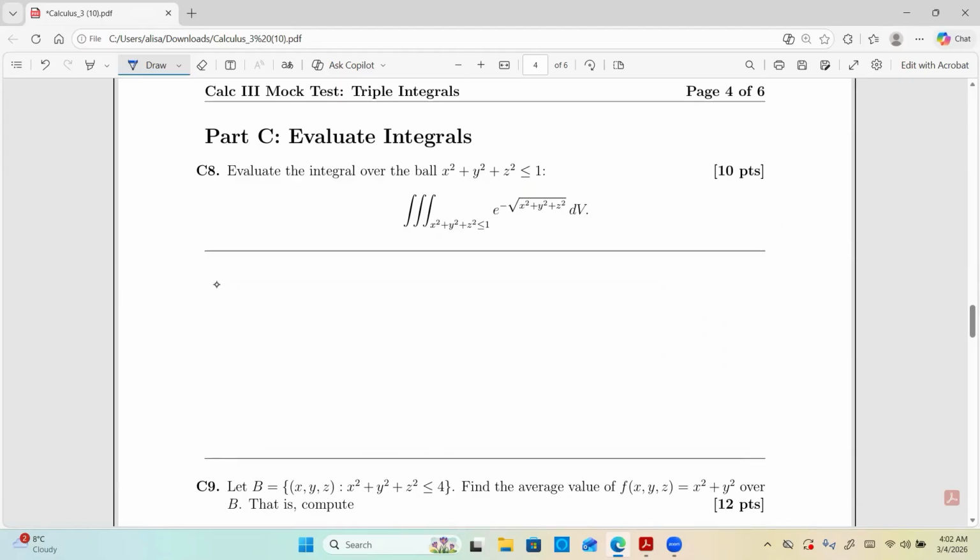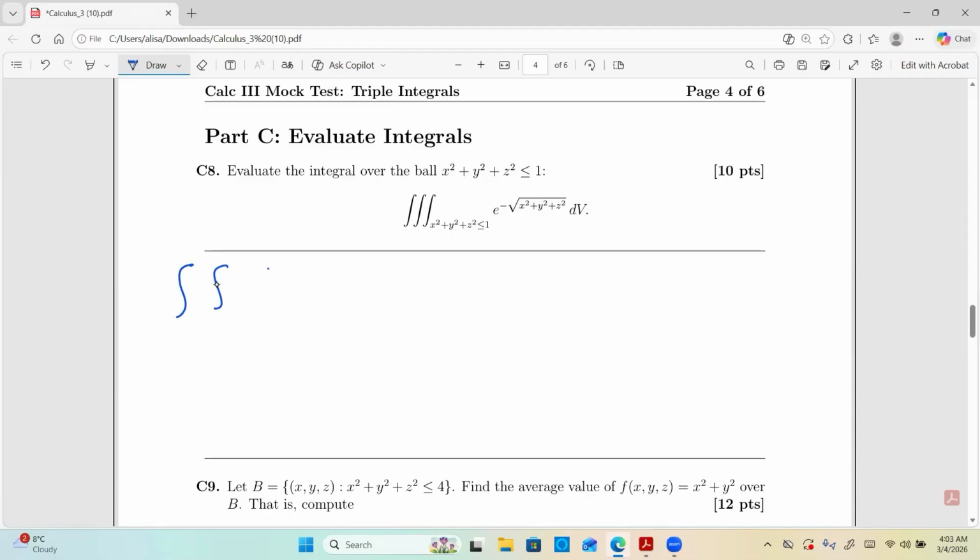Okay, so we have this integral, and we'd like to evaluate it over the ball given by x squared plus y squared plus z squared less than or equal to 1. In other words, this is the sphere. Since the boundary is a sphere, it makes sense to use spherical coordinates. And we're going to indeed use that.